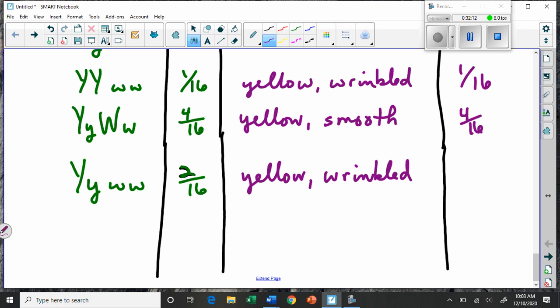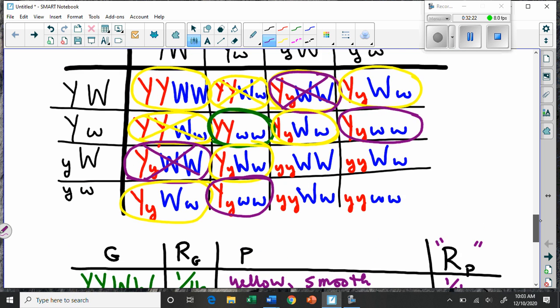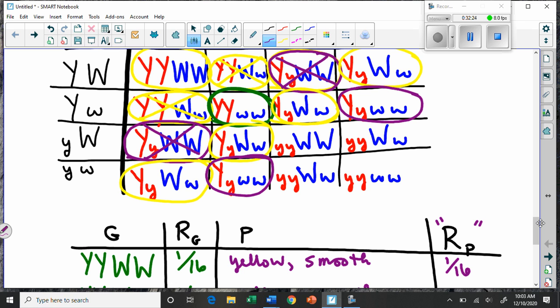So we'll have to make sure we add that up with the one before, where we had yellow and wrinkled. 2 out of 16. So far, so good. We're getting to the end. It looks like we have just 3 more combinations. Right here in the middle, there's this one, which occurs only once, as far as I can see.